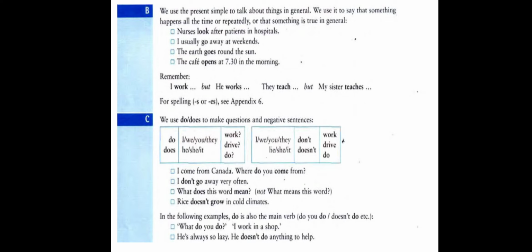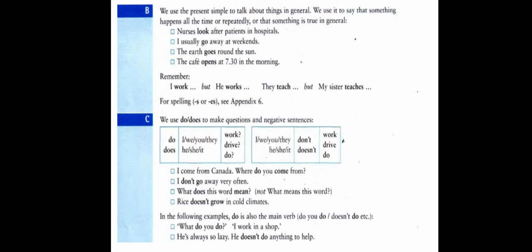So we say, does he work? Does she work? Does it work? Does he drive? Does she drive? Does it drive? Does it work? Does it drive? Does it do? This is how the yes or no question is formed, and now how to form the negative.